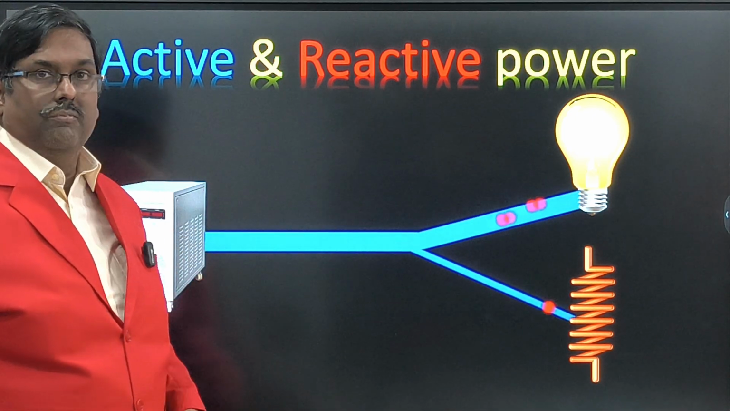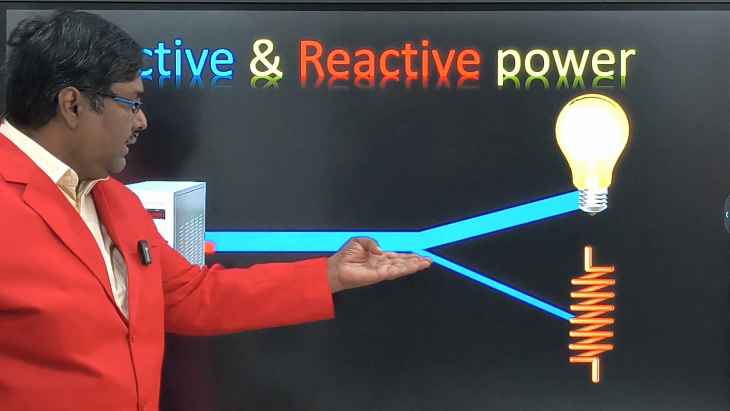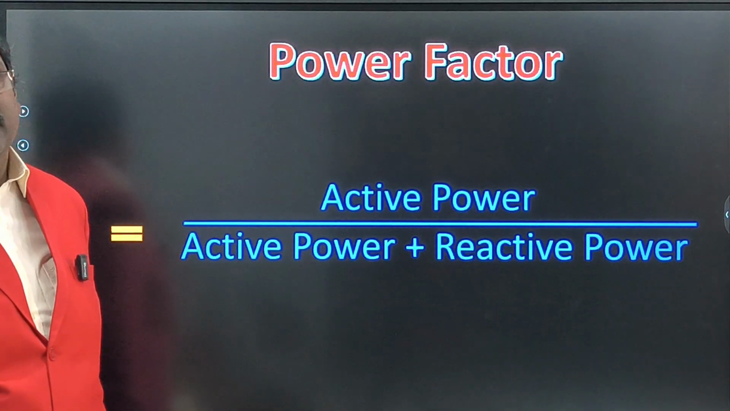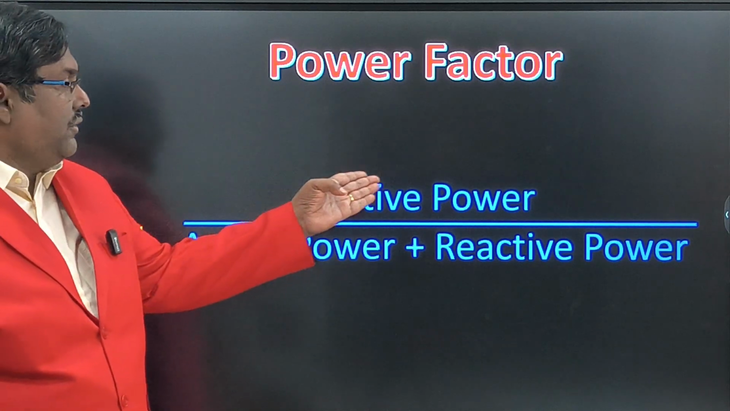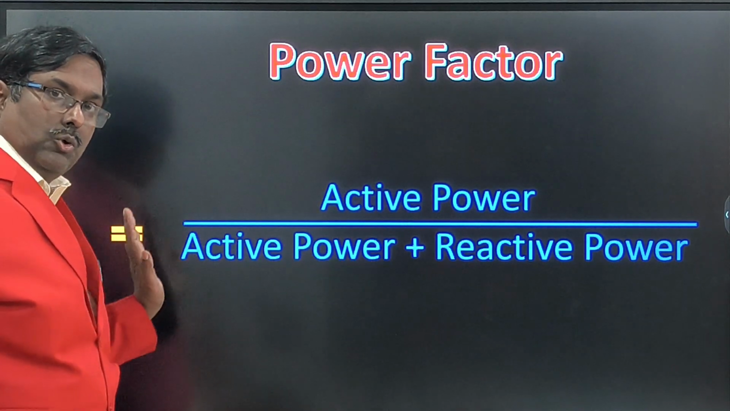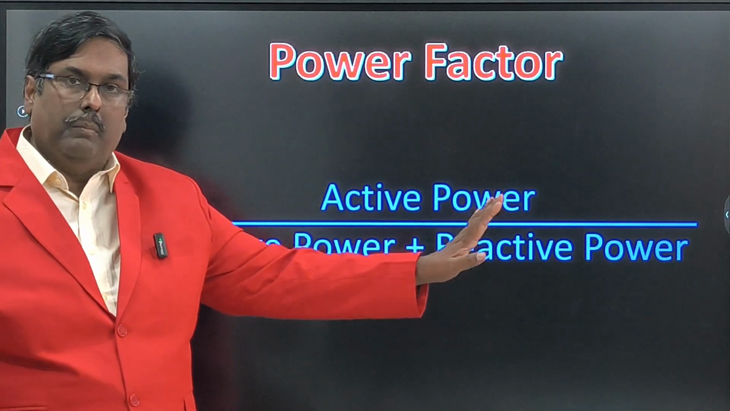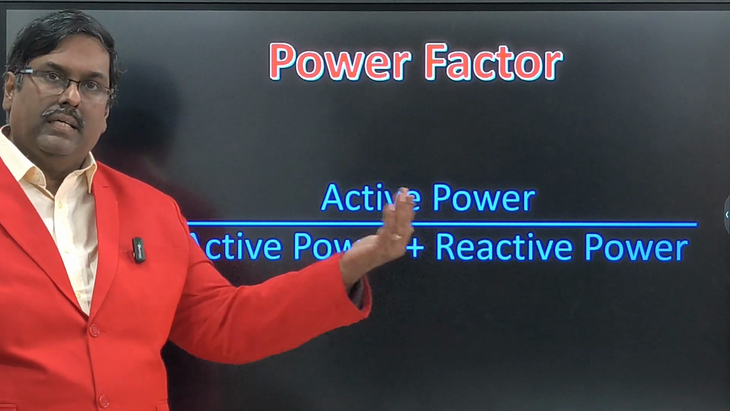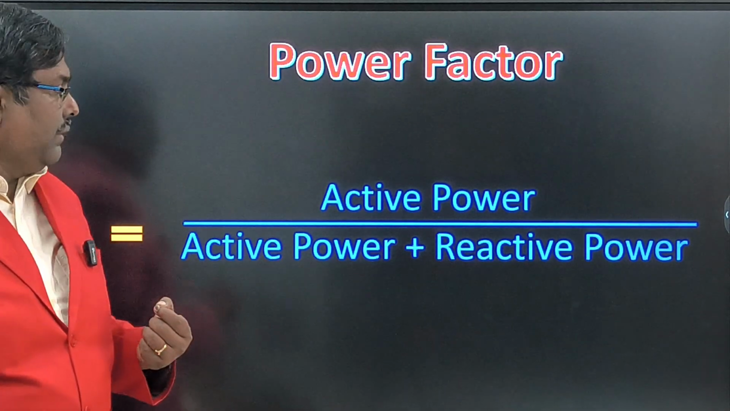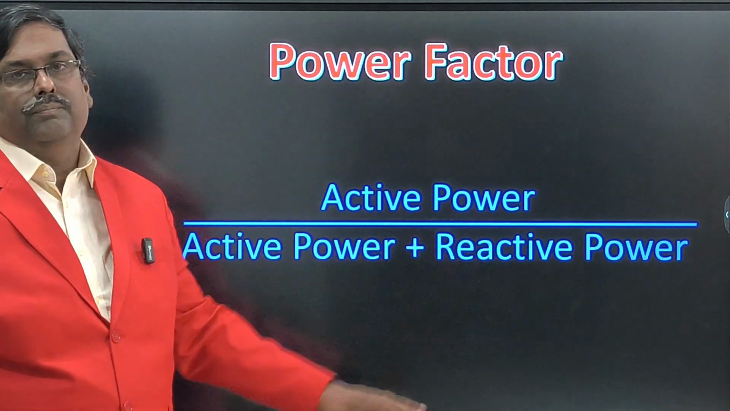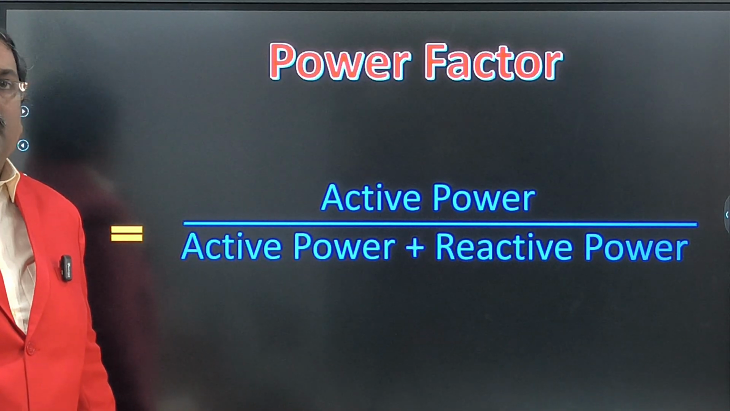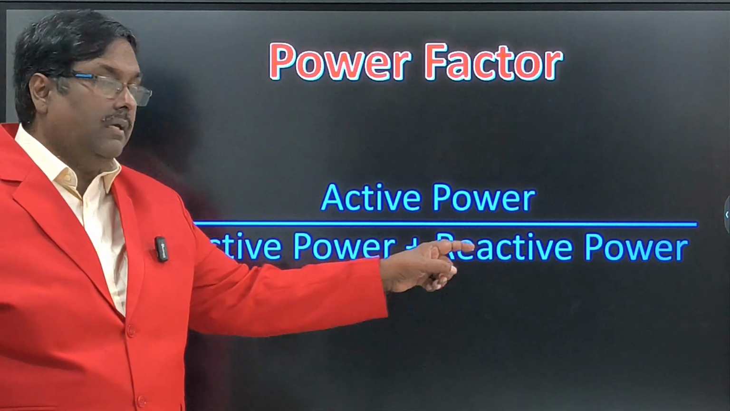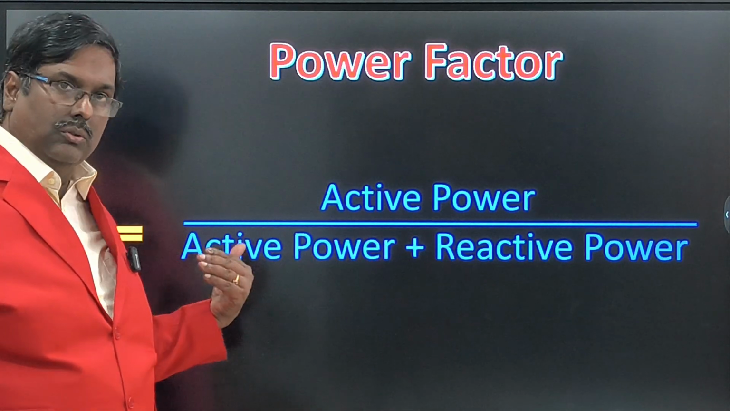This is the reason for the power factor. So how much we are returning back and how much we are supplying, that is called power factor. So power factor equals active power. Active power means from source to load. After the inductive load, the power that is returned back is called reactive power. It is opposite to the active. So active power means source to load. Reactive power means load to source.